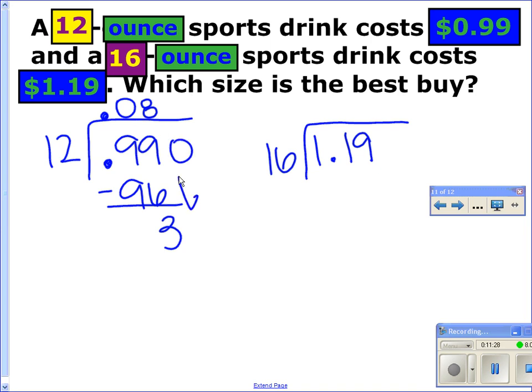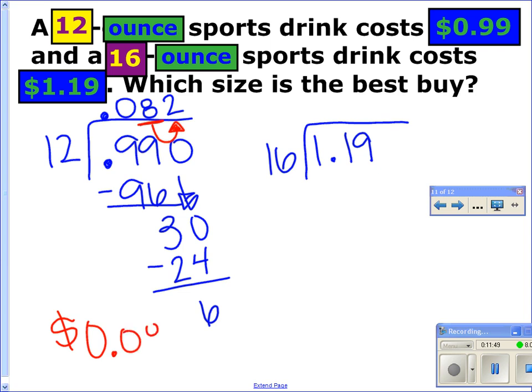So we're going to add a 0 and bring it down. 12 goes into 30 2 times, which is 24. Now we can stop, even though it has not finished, because we are rounding to the hundredths place. The 8 is in the hundredths place. It looks to the 2. The 2 tells the 8 to stay the same. So for 1 ounce in the 12-ounce sports drink, you get 8 cents.